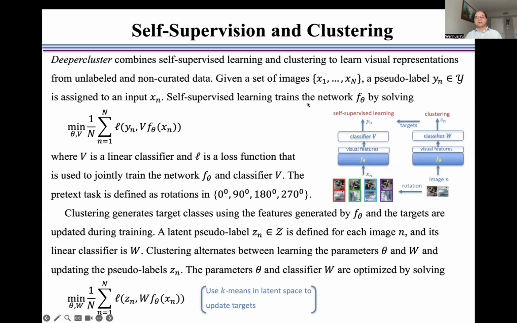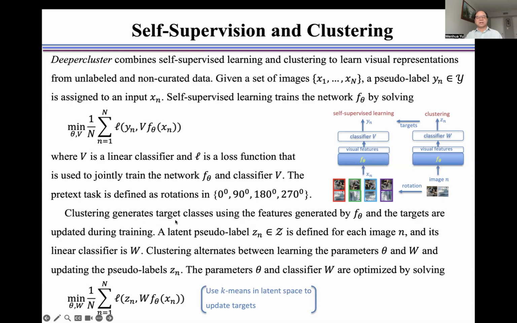Self-supervised learning trains the network f theta, as shown here, by solving this minimum problem, where v is a linear classifier and L is a loss function that is used to jointly train the network f theta and the classifier v. The pretext task is defined as a rotation in 0, 90, 180, and 270, as shown here.